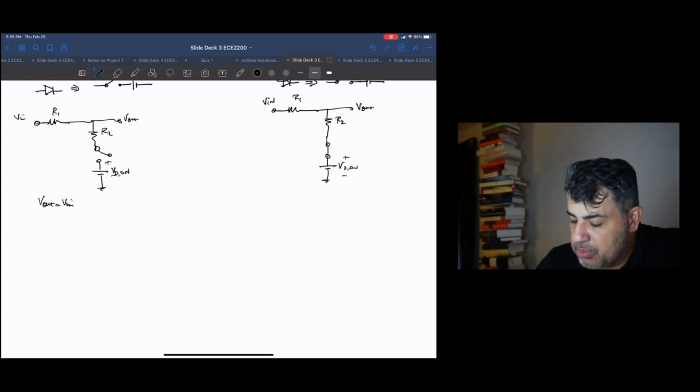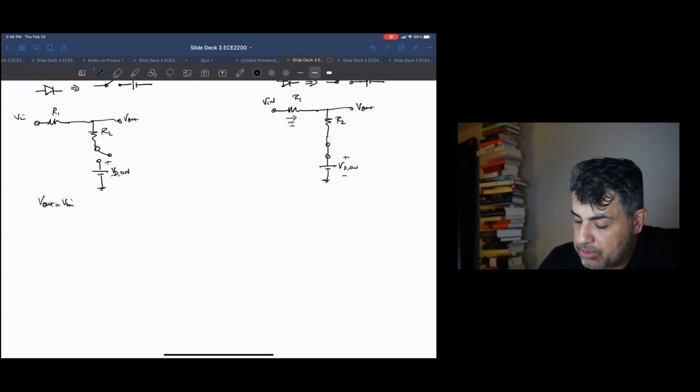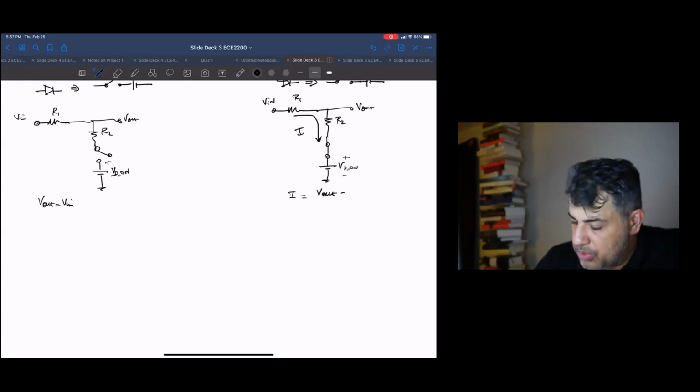Okay, so like I mentioned, by KVL we want to figure out what voltage drop we get across this one. Basically we have to figure out what current is flowing here. This current, this I, goes across R1, across R2, and ends up in VD on. This current is the same one that flows here, so let me just draw it better.